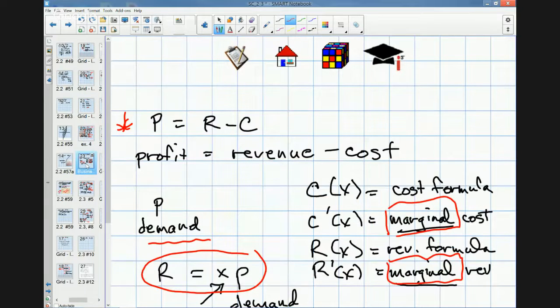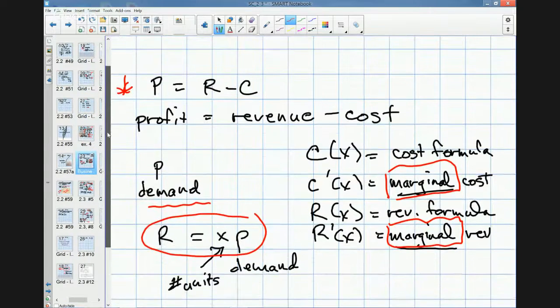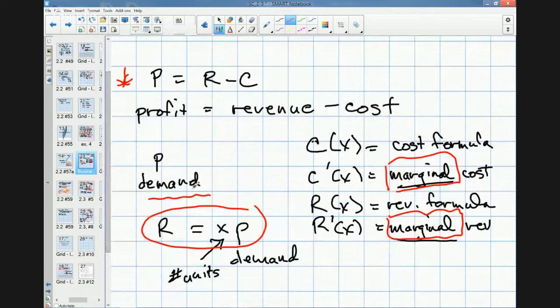Then yesterday I also showed you some things about business. I know you probably know these, but we had profit equals revenue minus cost. We learned a new word, marginal. Whenever you see marginal thrown in, that basically means rate of change or derivative. So if C of x is the cost, then C prime of x is the marginal cost. If R of x represents the revenue formula, then the first derivative of the revenue is the marginal revenue.